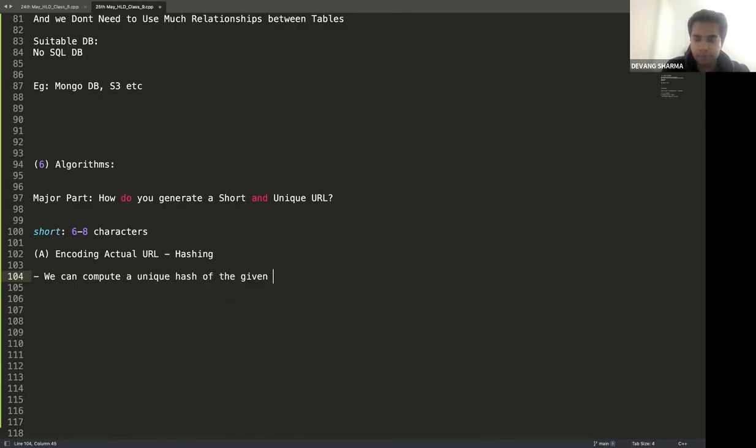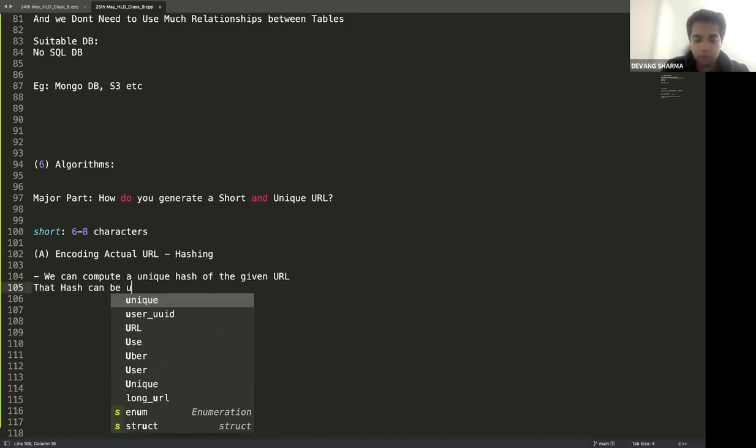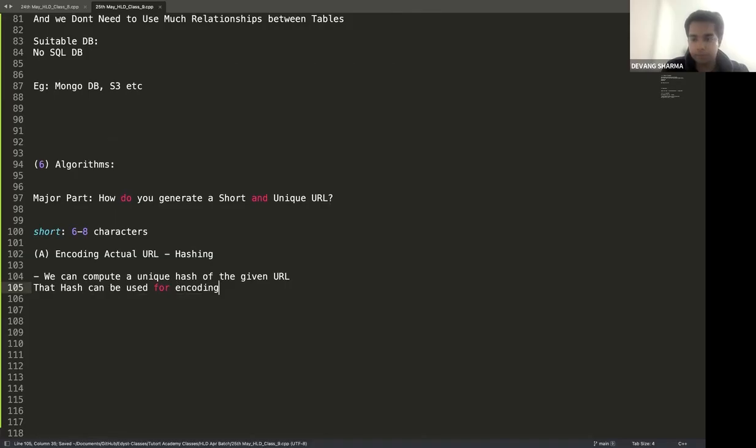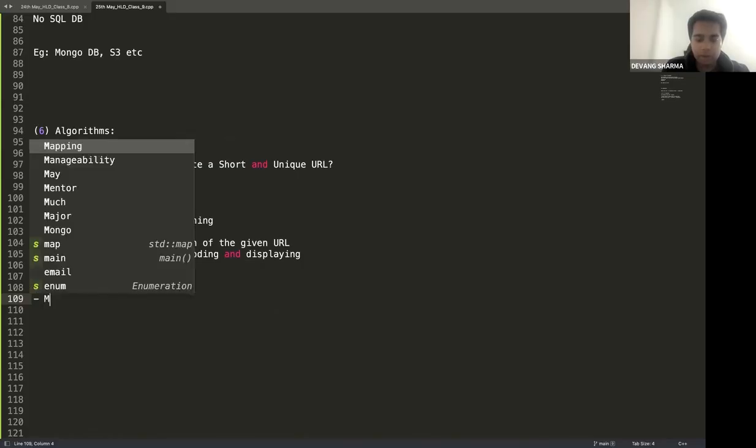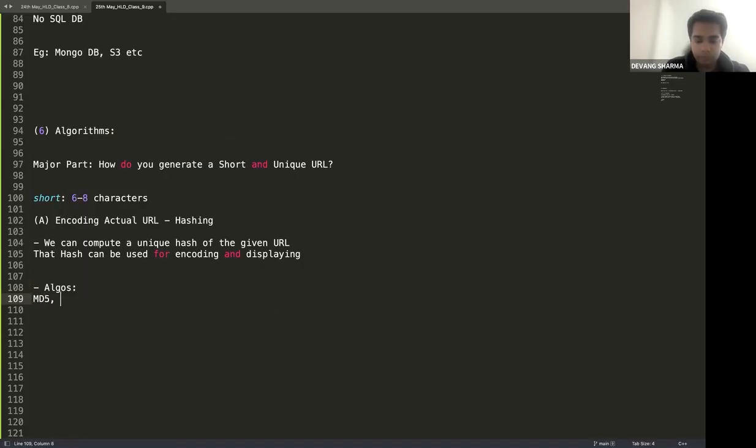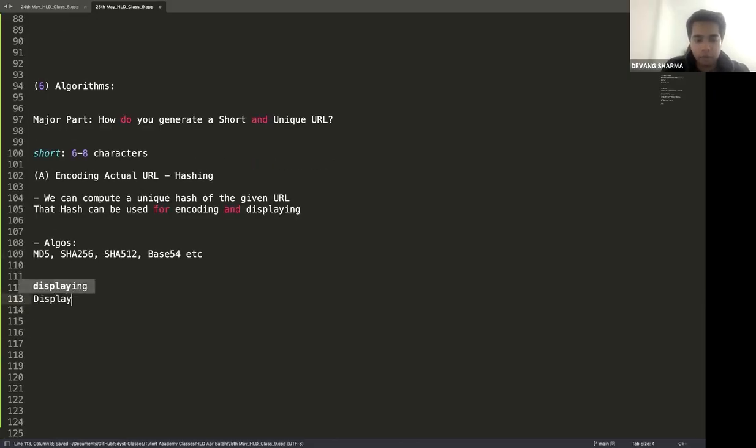of the given URL. And that hash can be used for encoding and displaying. The algorithms that we can use for hashing, there are many. Common ones are MD5, SHA-256, SHA-512, depending upon the maximum length that we want, base64 encoding, etc. And the short URL that I need to display is going to be alphanumeric only.